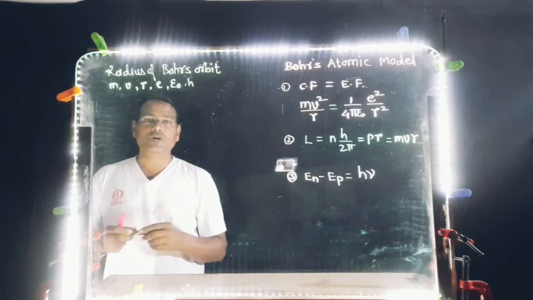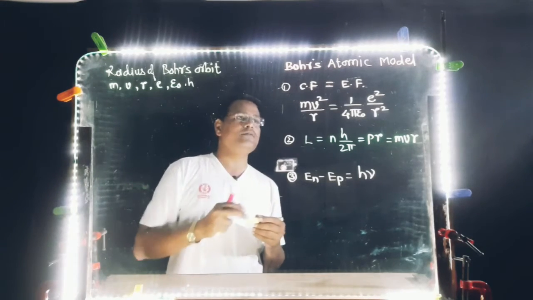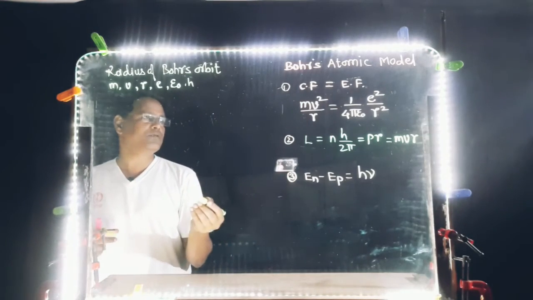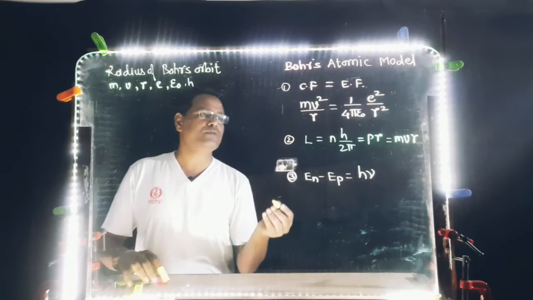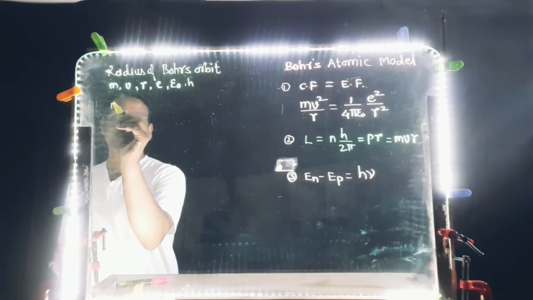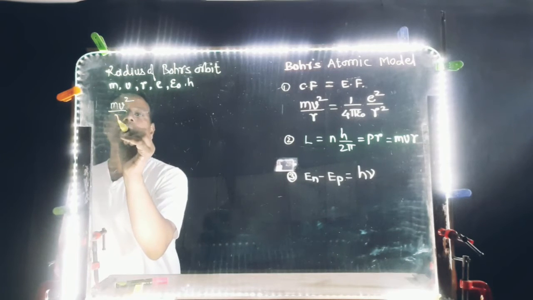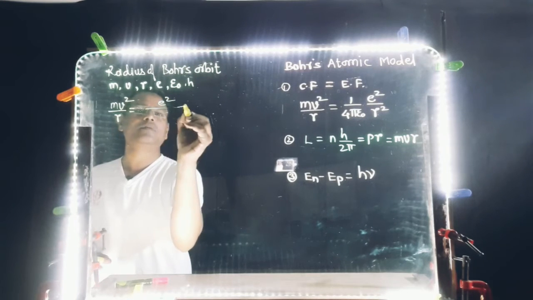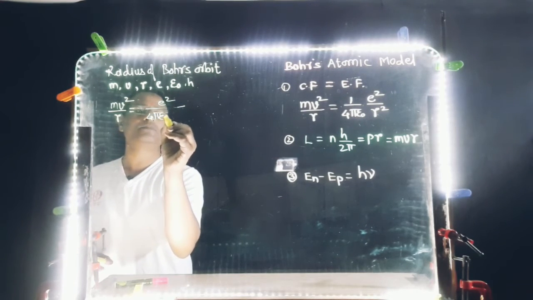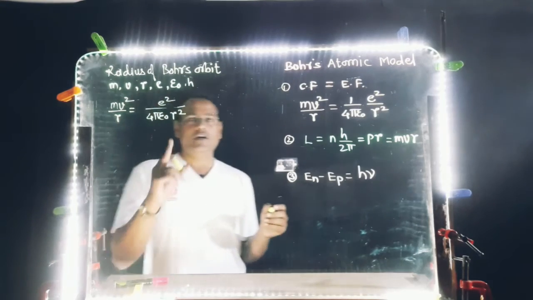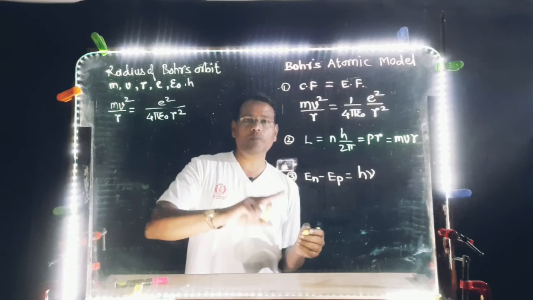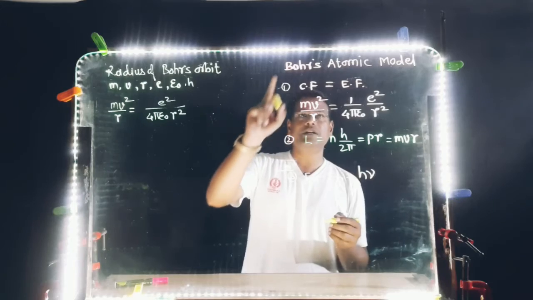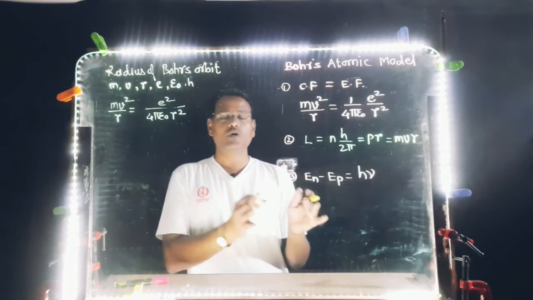So the radius we have to find out. For that purpose we consider the first postulate. According to the first postulate of Bohr's theory, the centripetal force is provided by the electrostatic force. So we can write here, by the first postulate, centripetal force is equal to electrostatic force. It is e square divided by 4 pi epsilon naught into r square. If we consider this for the atomic number of any different elements, it must be clear that Bohr suggests his atomic model only for the hydrogen atom.